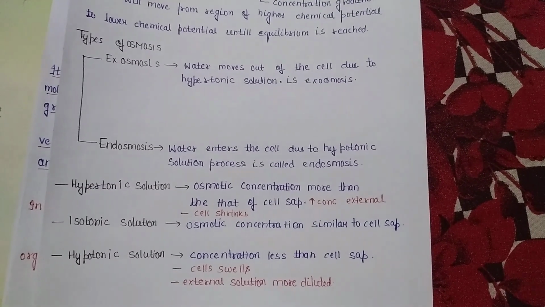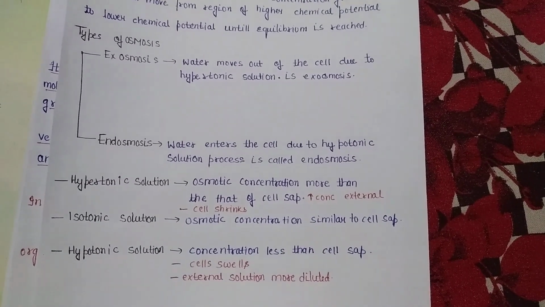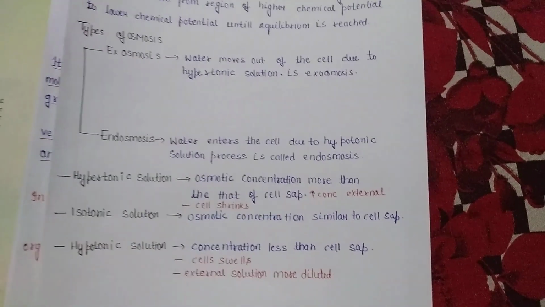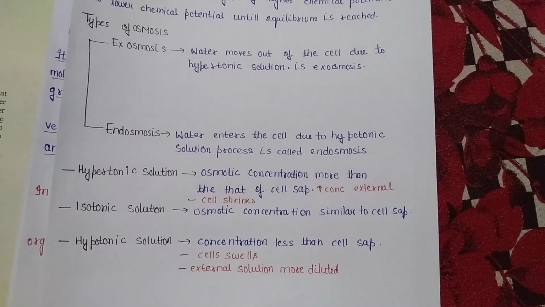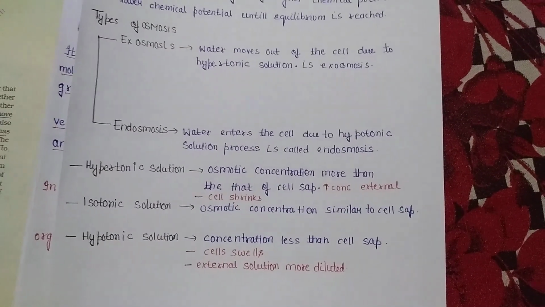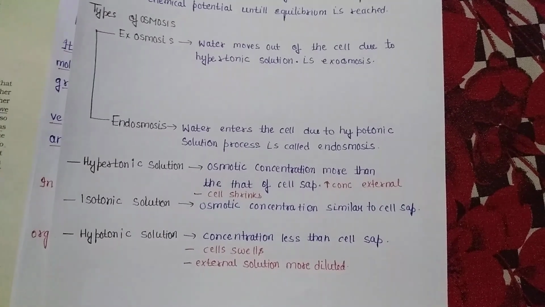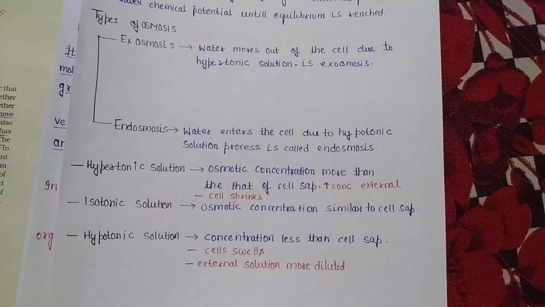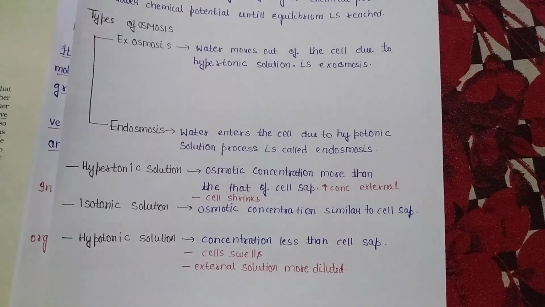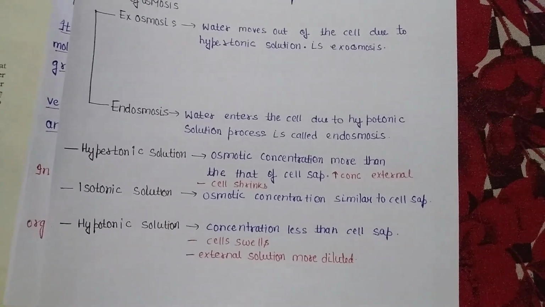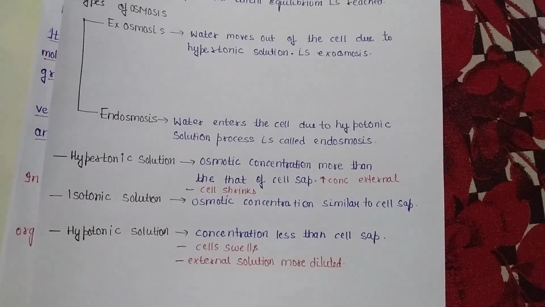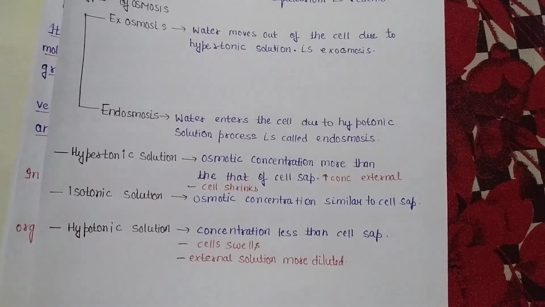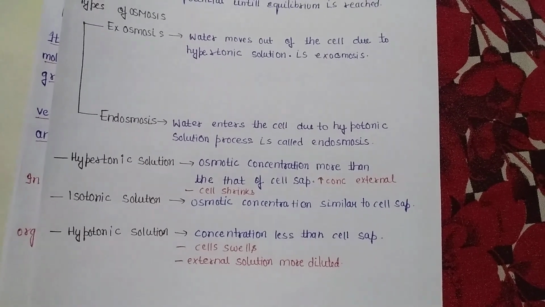Now we should know the solutions: hypertonic, isotonic, hypotonic. A hypertonic solution is a solution whose osmotic concentration is more than that of the cell, meaning an increase of external concentration. When the outer concentration is more than the inner, then it is a hypertonic solution. In this, the cell shrinks because the water moves from low concentration to high concentration.